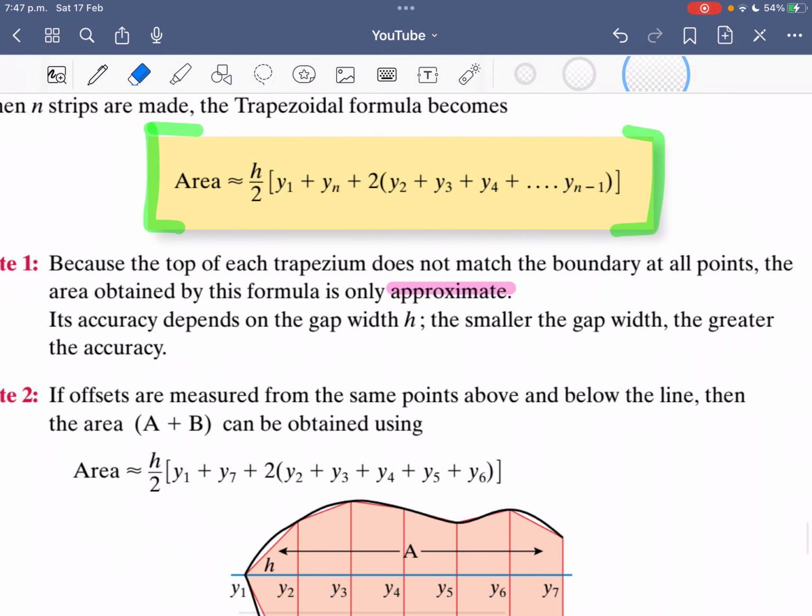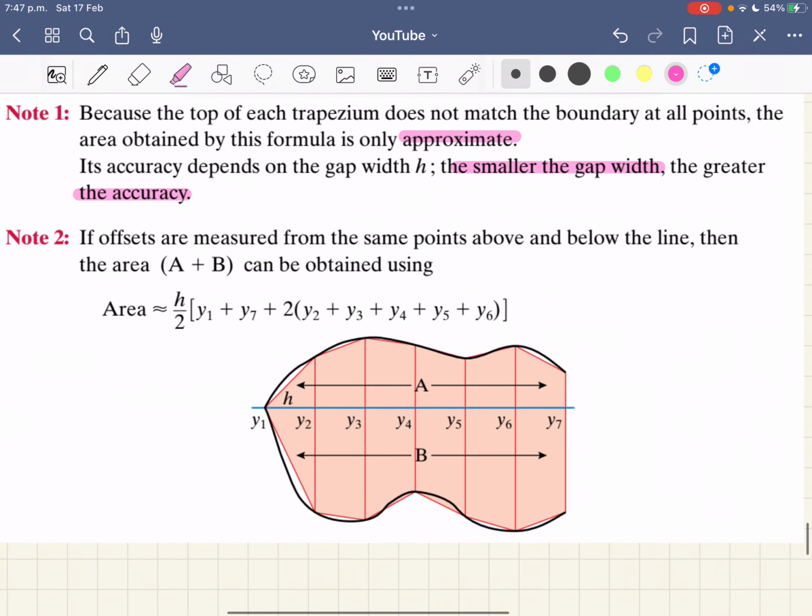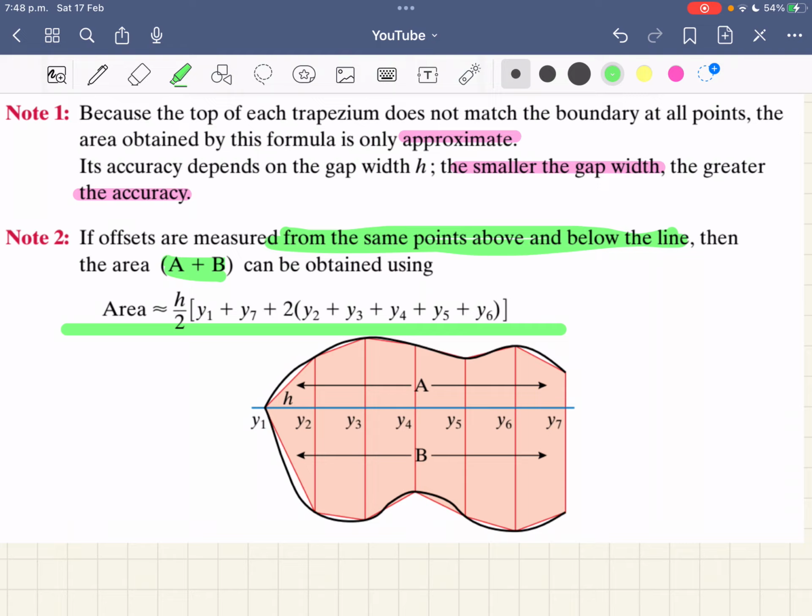Accuracy depends on the gap width of h. If we get a smaller h value, the smaller the gap, the greater the accuracy, which makes sense. And then note 2: if offsets are measured from the same point above and below the line, then your area of A plus B can be given from this. If they are from the same points above and below the line, the area is approximately equal to this.